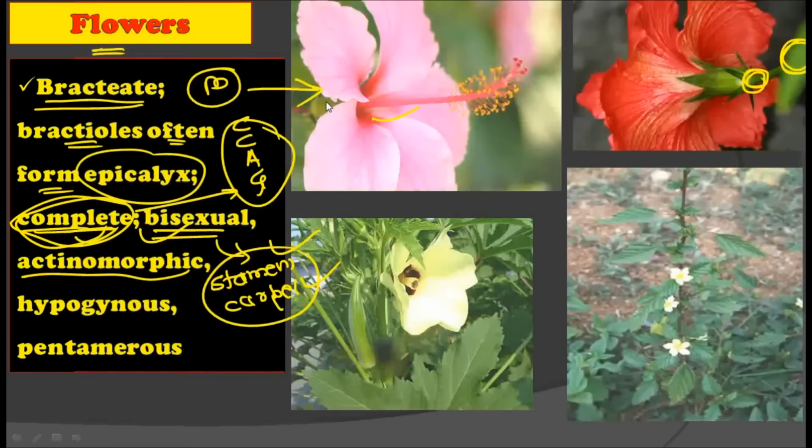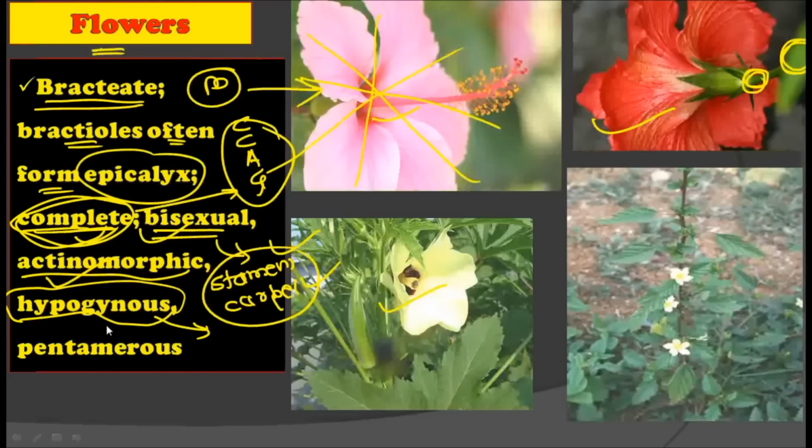That is, if you cut a flower belonging to the Malvaceae family, from any plane, it will divide into two equal parts, and then such a flower is said to be an actinomorphic flower. And the Malvaceae family shows actinomorphism in their flowers. All right. Then, because the ovary is a superior ovary, the condition is called hypogynous. We have discussed superior ovary in our previous slide. Then the flowers are pentamerous. All these are characteristics of the flowers of the Malvaceae family.